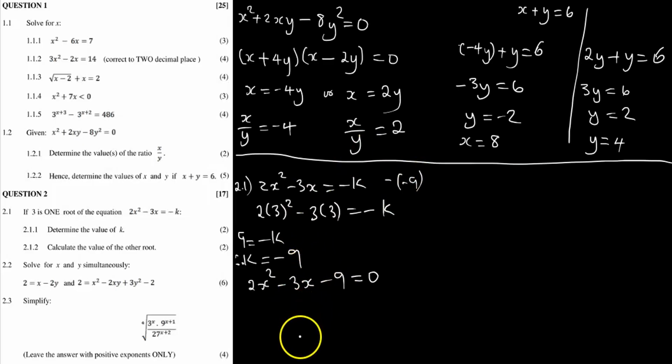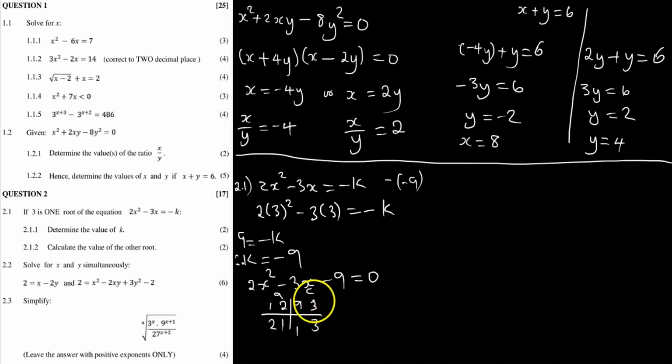Then they say 2.1.2, calculate the value of the other root. So from this you can actually solve. So we say factors of a and c, the twin tower. You've got 2 and 1, 1 and 2 there. You've got 9 and 1, you've got 3 and 3 there. And then we want factors that, when cross multiplied, we take them and then we subtract those products. They give us a 3.